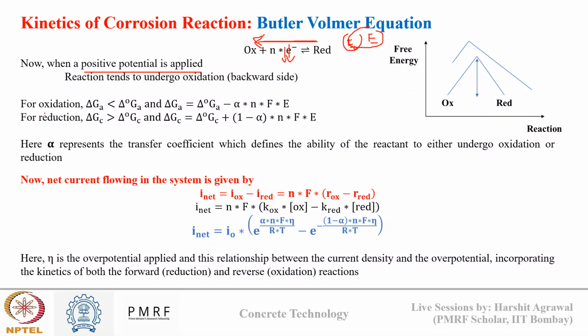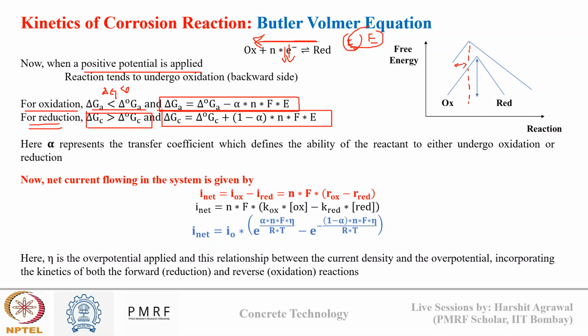Now for oxidation to occur, my delta G should be negative. So delta Ga is less than delta Ga naught. So I can write it like this equation. And for reduction to not happen, delta Gc should be greater than delta Gc naught. So it will be written by this equation. And here alpha and alpha naught represent the activity coefficient. So this is my alpha and this is my alpha naught.